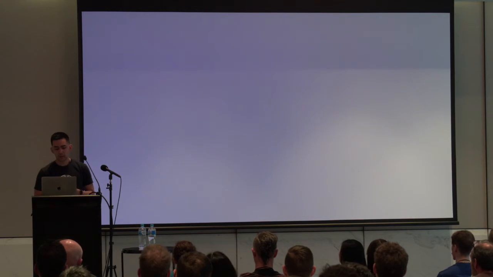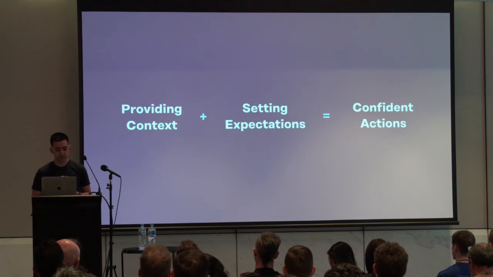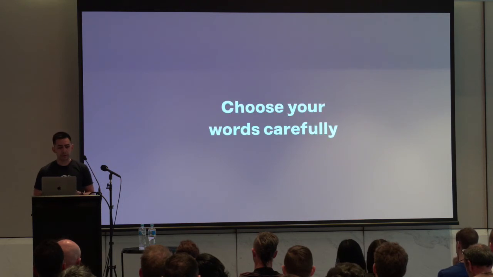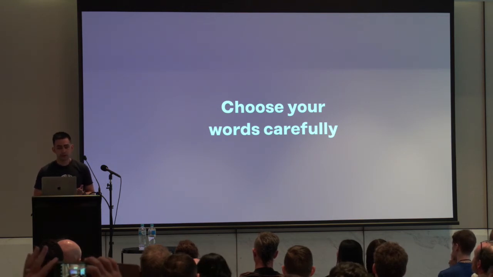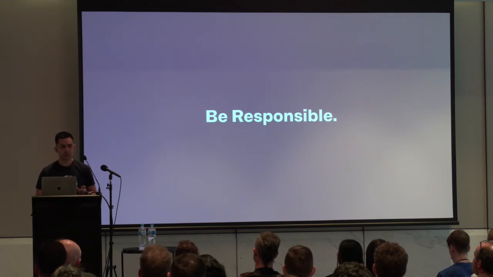So coming up to a little bit of a close now, we've covered a bunch of things. How microcopy is everywhere, how establishing context and setting expectations leads to confident actions, and how we need to choose our words carefully. Most importantly, we've also touched on how microcopy can influence decisions, good and bad. So if you take one thing away from this talk, make it this. Be responsible. Because at the end of the day, users expect you're acting in their best interest, so don't betray that trust by tricking them into making choices they're not even aware of.